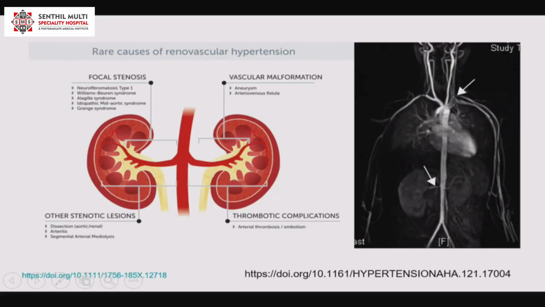The other rare causes of renovascular hypertension are Takayasu arteritis, wherein we can see that the patient has a subclavian stenosis along with renovascular hypertension. There will be aneurysms and other syndromes, neurofibromatosis, etc. Acute arterial thrombosis can also cause renovascular hypertension in rare scenarios.